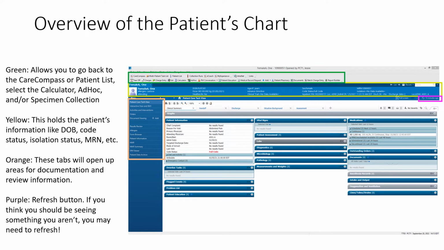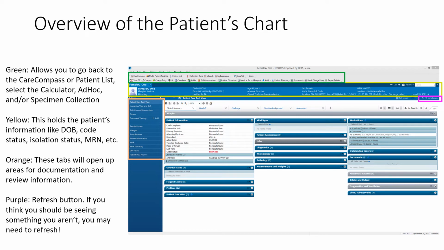Just below that, highlighted in kind of a yellow color, is the patient's demographics, things like the date of birth, their medical record number, if they're a full code or do not resuscitate, different things like room number that you'll need to know. You can hover over and get some more information as well. On the left, highlighted in the orange box, are the different tabs that you'll use for documentation or to review different information on the patient.